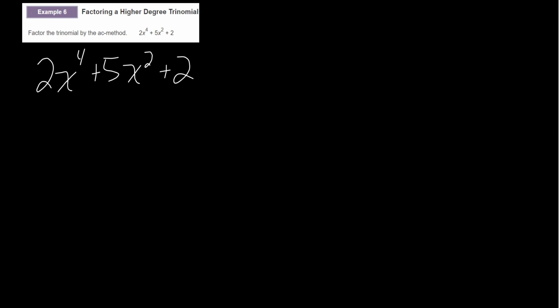looking at my A and my C, we've got A times C is equal to 2 times 2, which is equal to 4. Well, this seems pretty easy, doesn't it? All right, so I'm going to ask myself, what are my factors of 4? Well, that's easy. We got 1 times 4 and 2 times 2. Okay, well, which ones, when I add or subtract them together, will give me a positive 5? Well, that's obviously going to be a positive 4 and a positive 1.